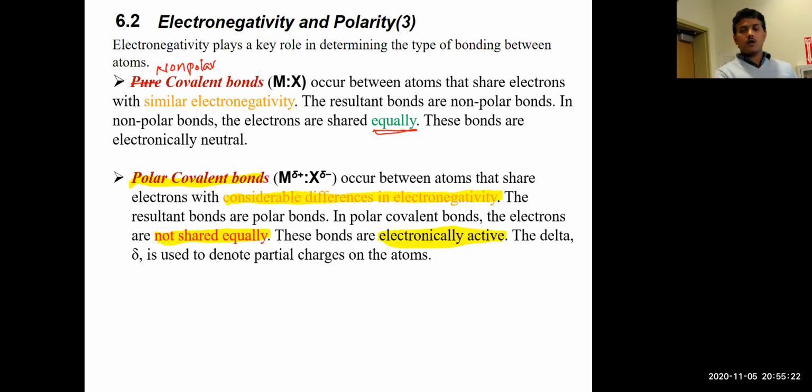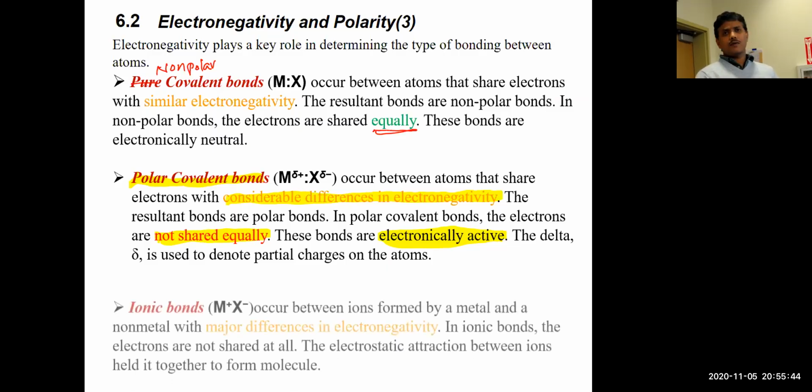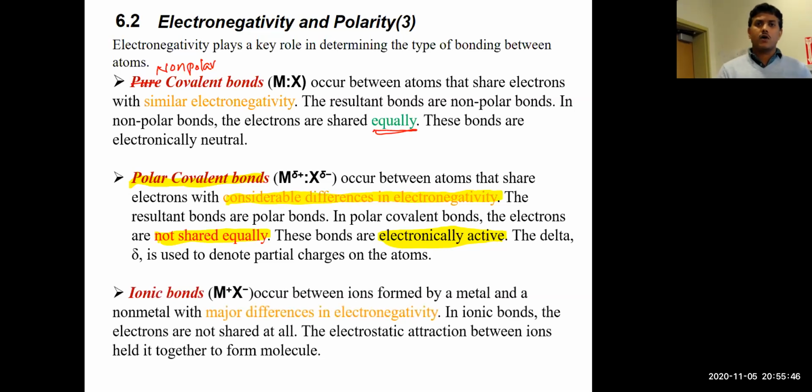So that polar covalent bond exists because the two atoms that are making the bond have a considerable difference in electronegativity. We are going to go into details of what is considerable, what is similar, soon in a couple of slides. But for now, a general description. So we discussed so far non-polar covalent bond and polar covalent bond. The last one is the easiest one, ionic bonds. We already discussed that in the previous chapter.